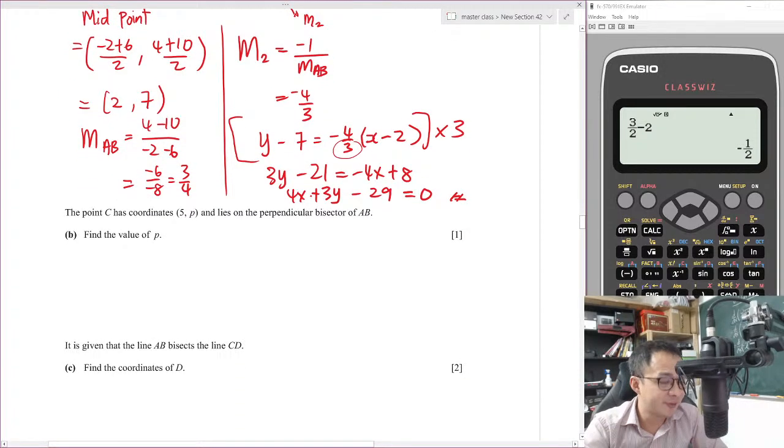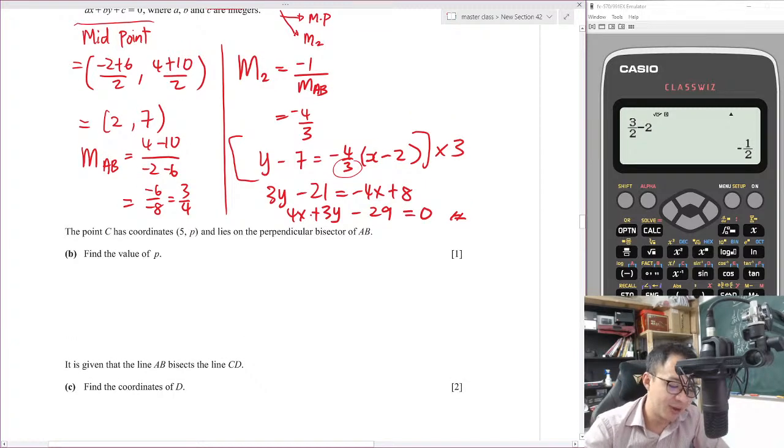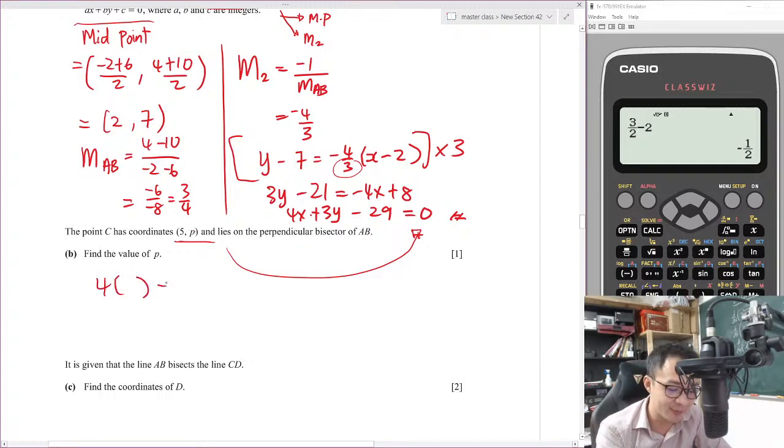Alright, so let's move on. The point C has the coordinates 5, p, and C lies on the perpendicular bisector of AB. So if this coordinate lies on this equation, what you do is you substitute x and y into that equation. Okay, so 4x plus 3y equals 29, right? My x is 5, my y is p. By solving this one, you can easily get p. So 3p equals 29 minus 20, which is 9. P equals 3. Done.